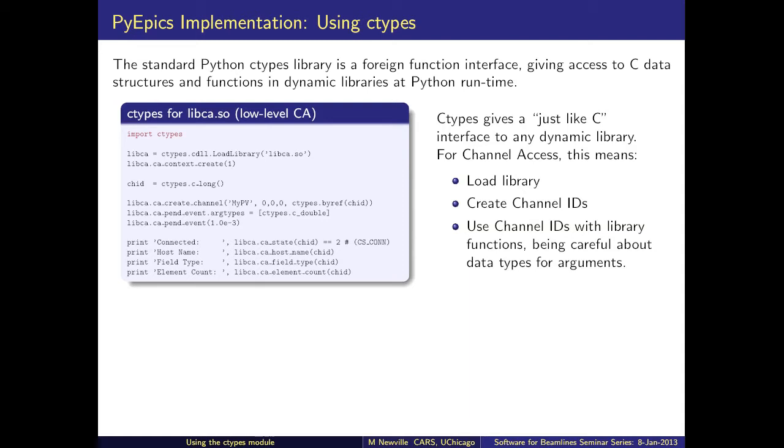So I want to talk a little bit about the implementation of PyEpics because it uses a library that's a standard part of Python that's very useful. If you have another library that you might want to use with Python, this is a really good tool to understand and to use. It's called ctypes, and it basically gives you an interface into any C or Fortran DLL. So you load a library, and then you can call any of the methods that are inside the DLL.